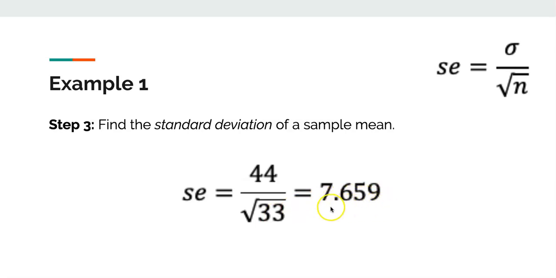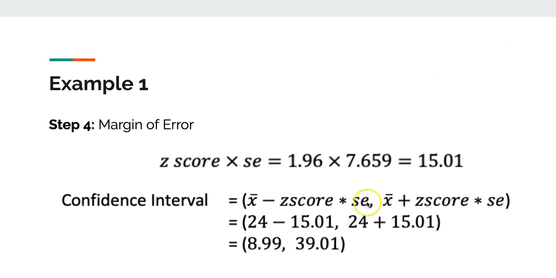And if you type that in your calculator, you will get a decimal, 7.659. Now, what are you going to multiply this number by? You're going to multiply this number by 1.96, right? Because 1.96 is the number for 95% confidence level. So here's the margin of error. The margin of error is the z-score times the standard error that we just found. So do 1.96 times 7.659 and you will get a margin of error of 15.01. This is the number that you're going to add or subtract. You're going to add the 15.01 to the point estimate of 24 to find the upper limit. You're going to subtract that 15.01 from 24 to find the lower limit. And that's how you find the confidence interval.